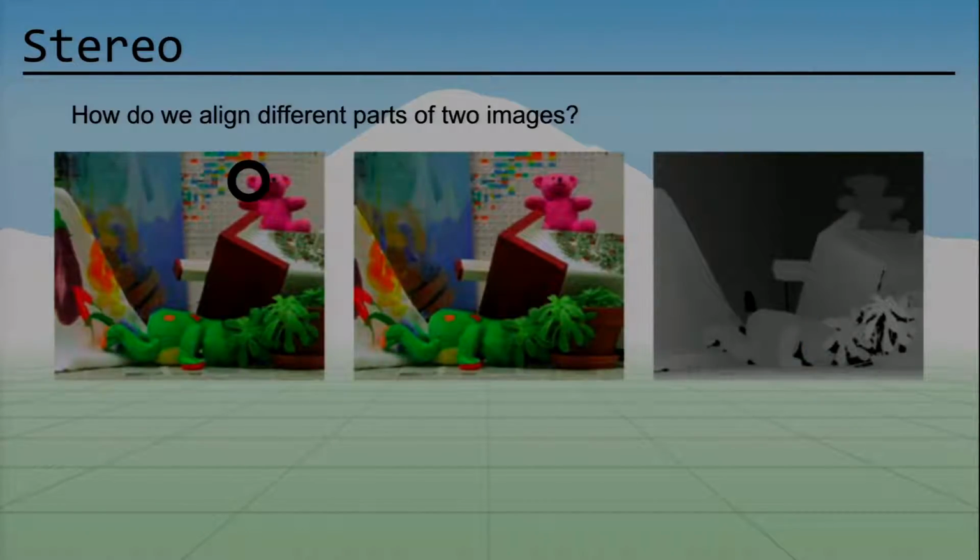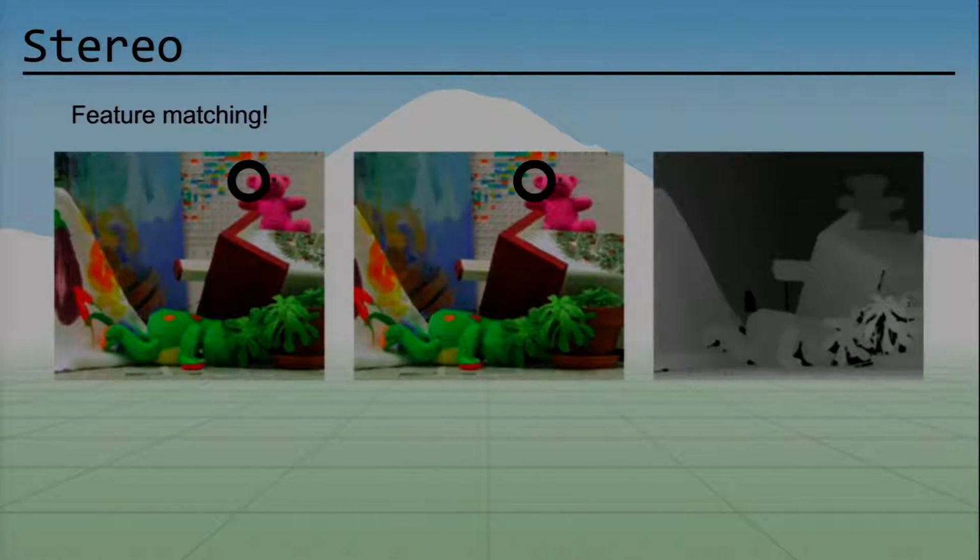So how do we do this alignment? How do we align the two parts of the images? Well, we've already learned one way to do this when we were doing panoramas, and that is feature matching. So we can find a feature in this image, we find the same feature in the other image, we compute how far it moved from one image to the other, and then we can just triangulate it and figure out where it must be in 3D space.